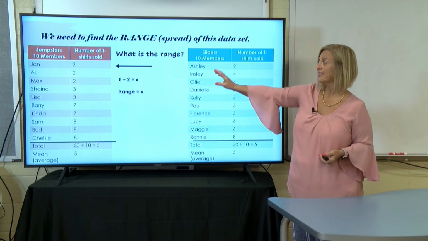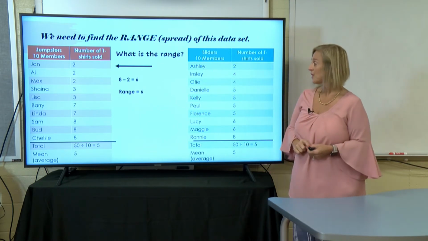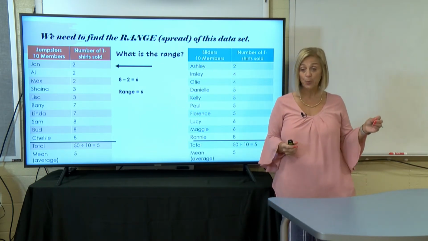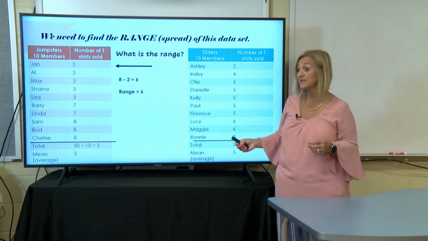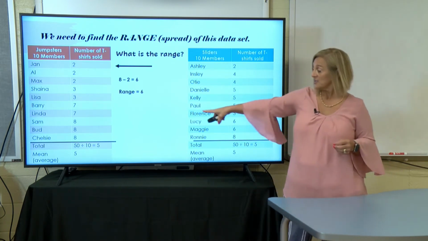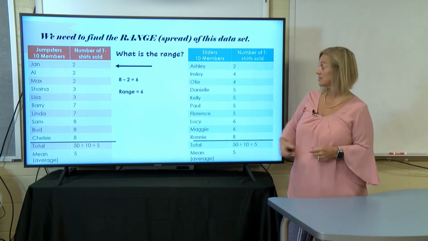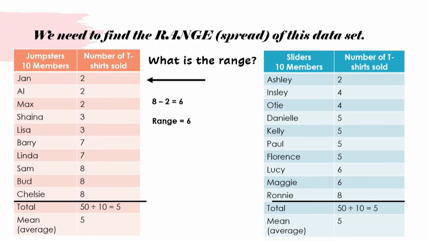So if we look at the range of the Jumpsters, we take the highest data point and subtract the lowest data point. Chelsea sold 8 T-shirts, Jan sold 2 t-shirts, and if we subtract 8 minus 2, that gives us a range of 6. Okay, so the Jumpsters have a range of 6.